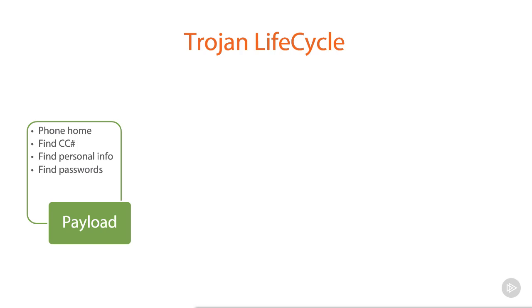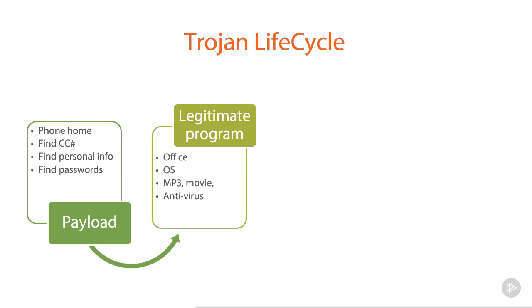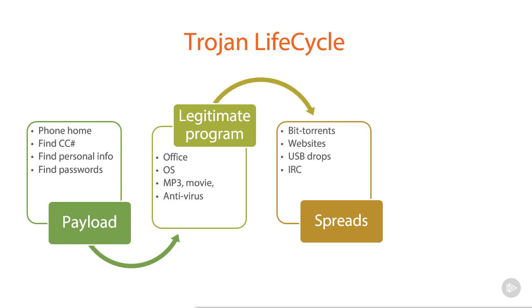Anyway, this payload, we're going to create it. And after we create it, we then take our legitimate program, like Office. How about the latest version of Windows or an MP3, a movie? Oh, my favorite, antivirus. And let's inject the payload inside the legitimate program. Then all we need to do is put it out there. And we'll do that via BitTorrents, websites, possibly a USB drop. I know that kind of sounds top secret, doesn't it? That's where we just drop a USB thumb drive somewhere in the parking lot of a company or in the hallway of a company and see who plugs it in. Or even possibly IRC channels.